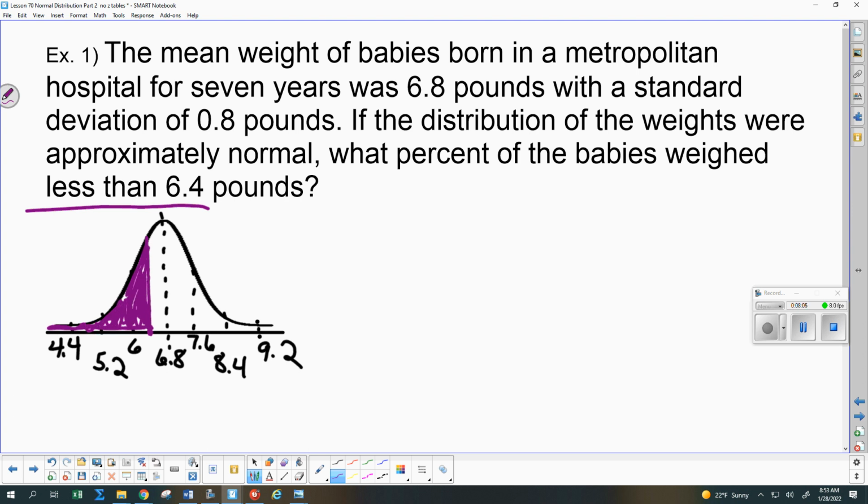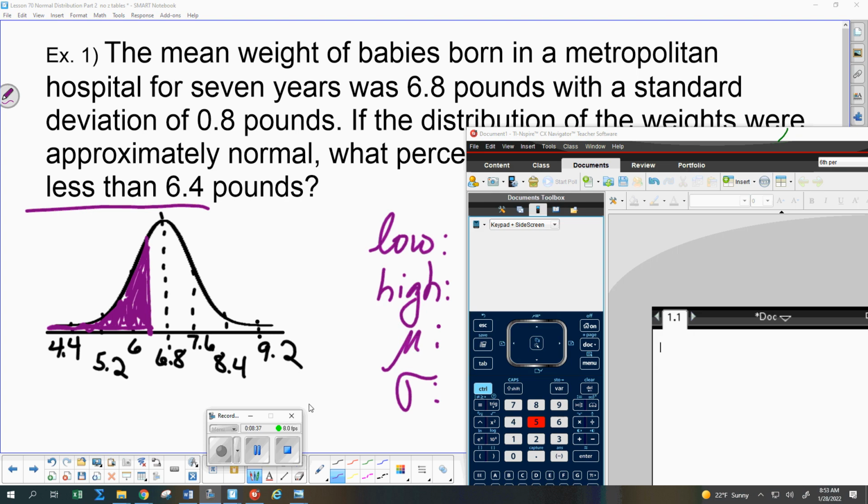Now remember, this bell curve goes forever to both ends. It gets really, really close to the number line, but technically it goes to negative infinity and to positive infinity. So technically the lowest end of this thing is negative infinity. Well, that's not a number on our calculator keypad. So we know somehow we're still going to have to write down low, high, mean, and standard deviation. So on our calculators, we know that we want to enter minus infinity up to 6.4. But we've got to figure out how we're going to do that.